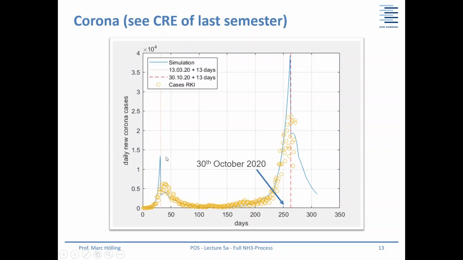What you can see here are the daily new corona cases. The blue line is a simulation, and the circles are the cases of the Robert Koch Institute. And you can see here, this is a simulation that I created on the 30th of October. So this was, I think, the Saturday before the lockdown took place. And you can see here that from the simulation point of view, you would normally have a much higher rate, then it should go down and then decrease.